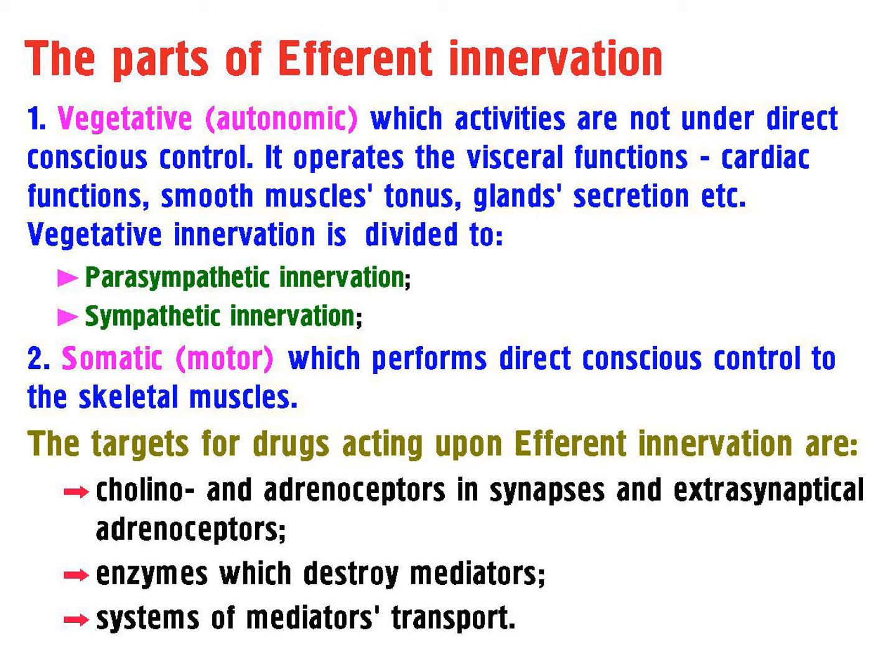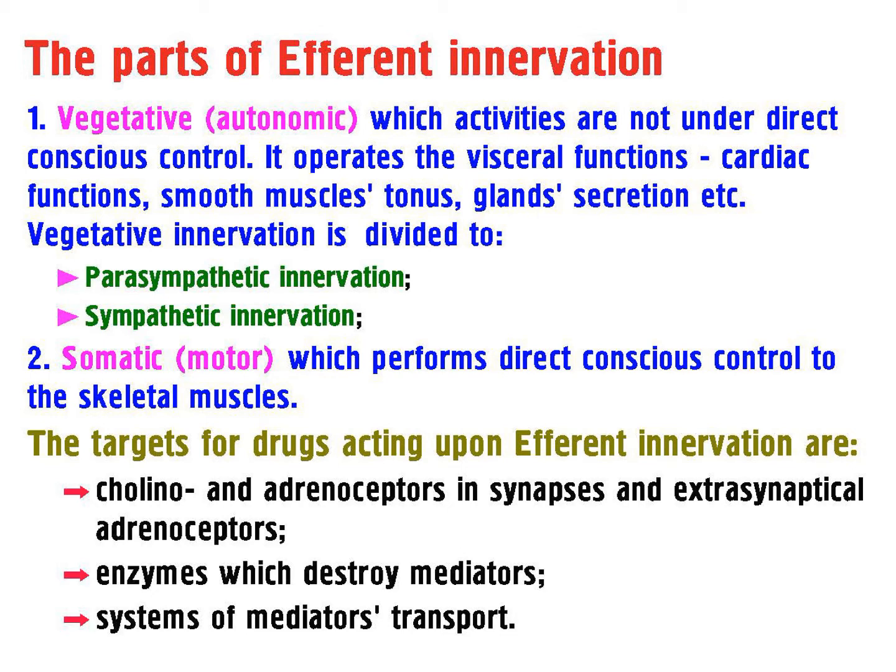This part of efferent innervation is further subdivided into two major parts, which are called parasympathetic innervation and sympathetic innervation. The somatic efferent neurons, conversely, are involved in the voluntary control of functions such as contraction of skeletal muscles essential for locomotion.